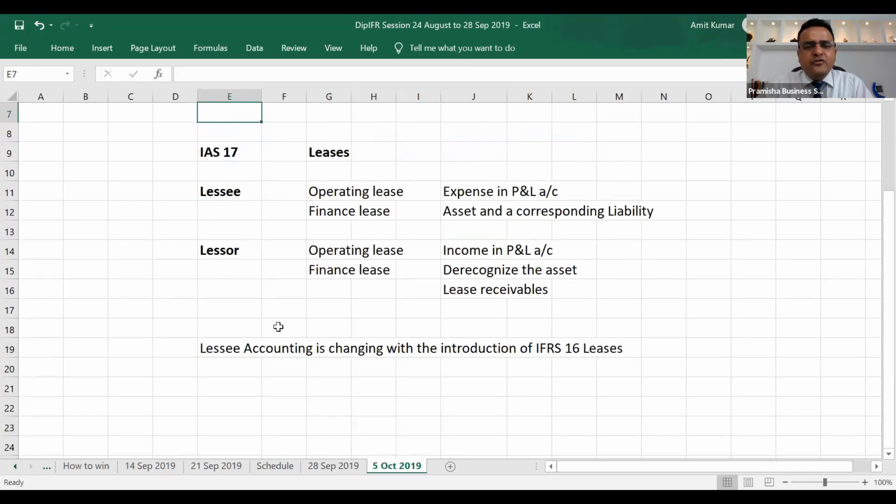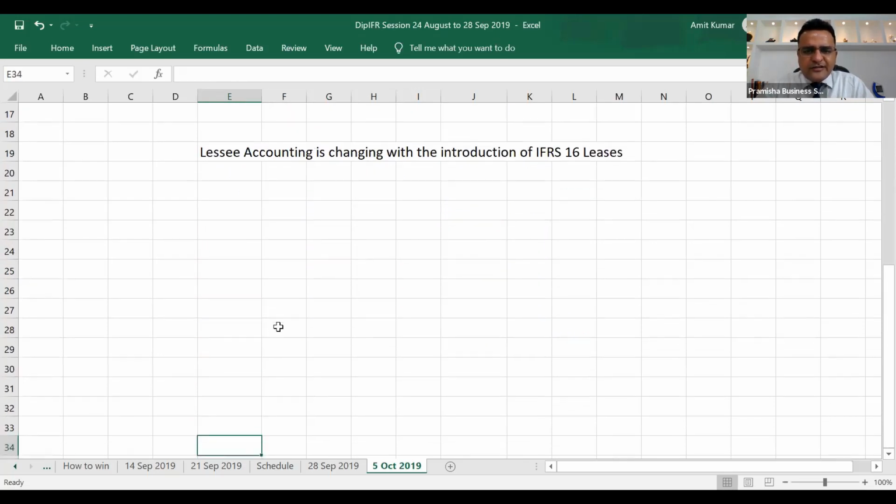Lessor accounting continues to remain the same. They still classify an asset as an operating lease or finance lease. They'll record income if it is an operating lease. They'll derecognize the asset and record lease receivables if it is a finance lease. There's no change as far as lessor accounting is concerned. Lessee accounting, what is the change?